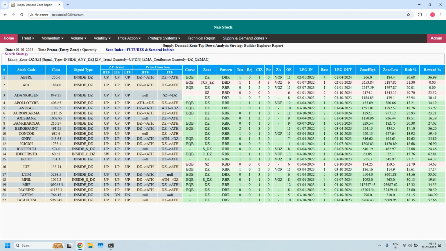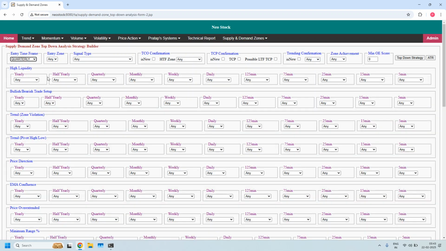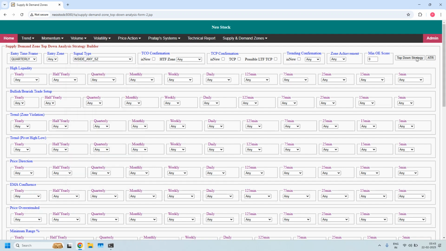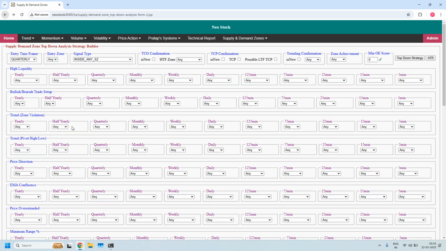All these 22 quarterly demand zones are having quarterly EMA Confluence. Okay, next, quarterly time frame. Price closed inside the quarterly supply zone. We got 4 stocks. Out of these 4, how many quarterly supply zones are having quarterly EMA Confluence? Quarterly trend is up in all these stocks.